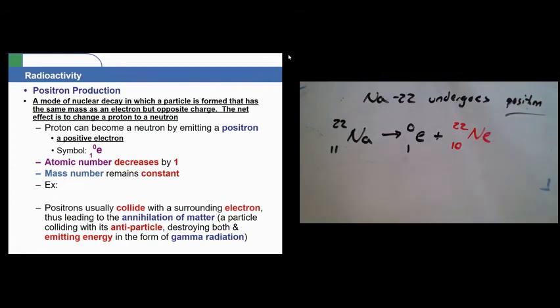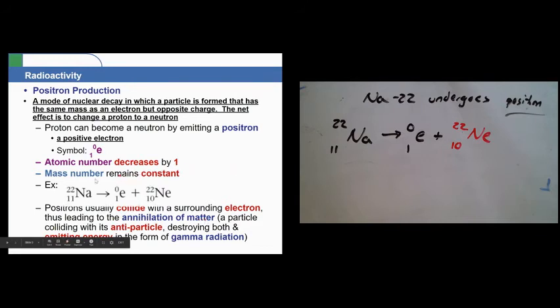All right, now something else. If you look here, it says positrons usually collide with a surrounding electron. So this positron is like the antiparticle for an electron. And when it collides with it, since the electrons are outside of the nucleus flying around, it will almost always collide with it. And when it collides, it leads to this reaction called the annihilation of matter. I just think that's pretty cool right here.